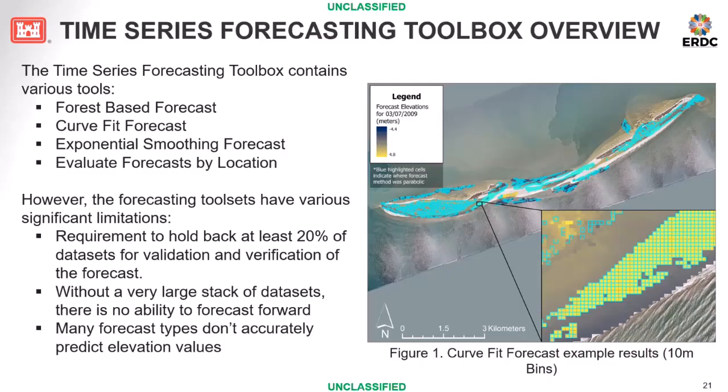And so many of these forecast types, including the curve fit you see there, don't really accurately predict elevation values. I think it's always important to realize that any sort of forecast like this, whether it's a curve fit or exponential smoothing, or even a forest base, they're not informed by coastal engineering understanding or geomorphology or any of those forcings that's actually happening out there. So you see in the curve fit example results in that zoomed in plot out in the bathy, it's projecting a random land mass is going to appear in 2009, and we know that that didn't happen.